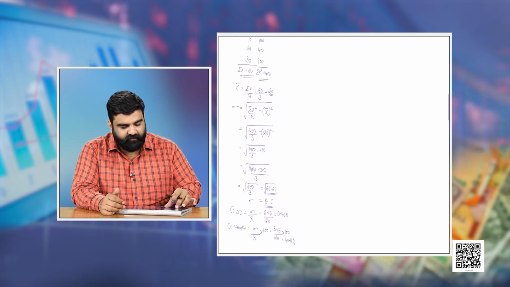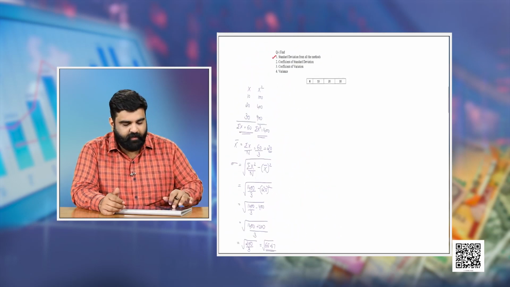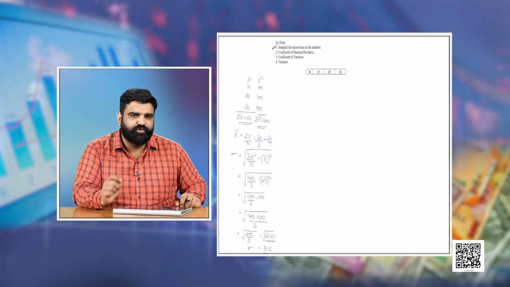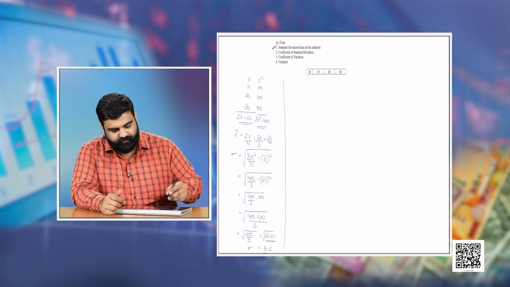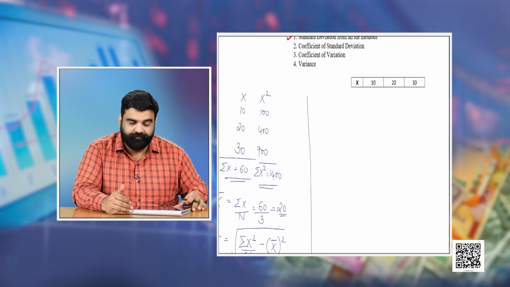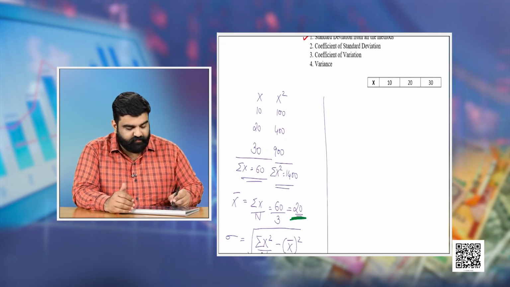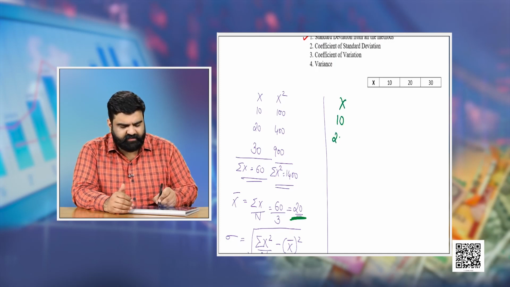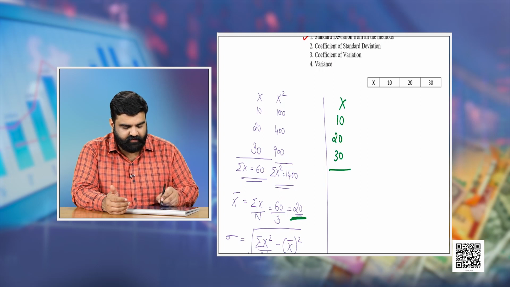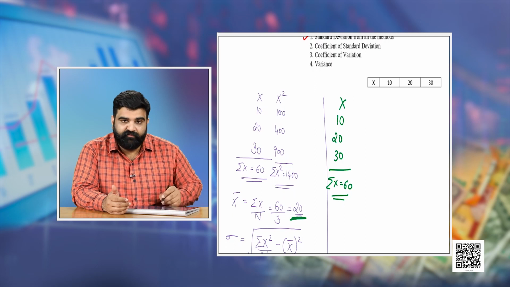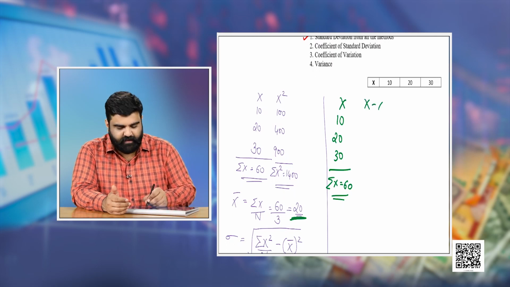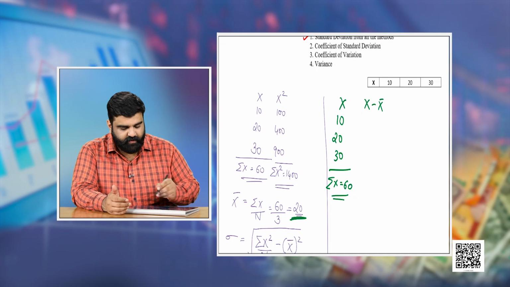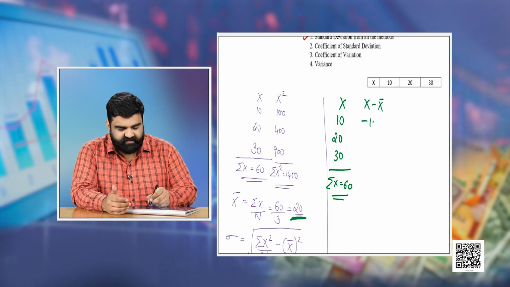Now, let us move ahead and calculate this question by another method, which is the actual mean method. So, let us do it according to actual mean method. So, we have already calculated the mean, that is 20. So, in this question now, let us first write the question, which is 10, 20 and 30. Sigma x was 60. So, now I will be finding out x minus mean, which is, so mean is 20, this will be minus 10, this will be 0 and this will be positive 10.